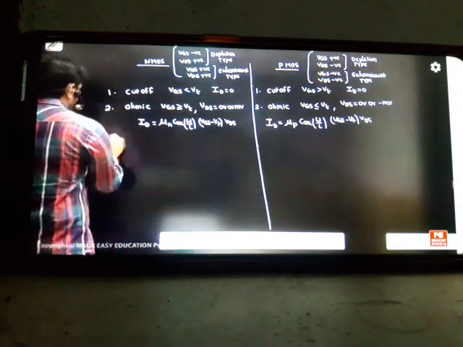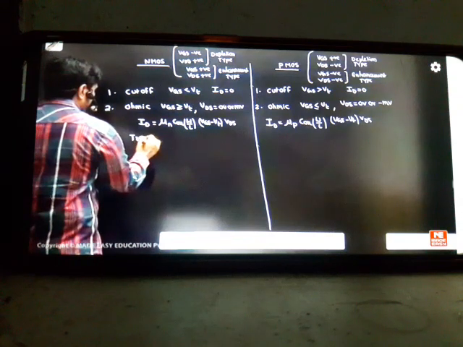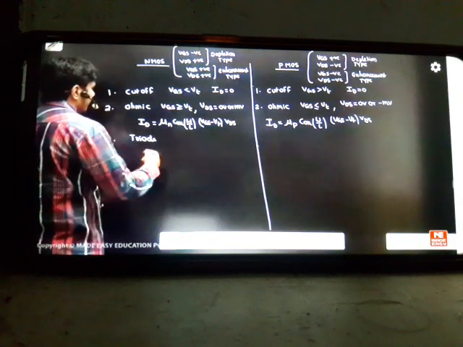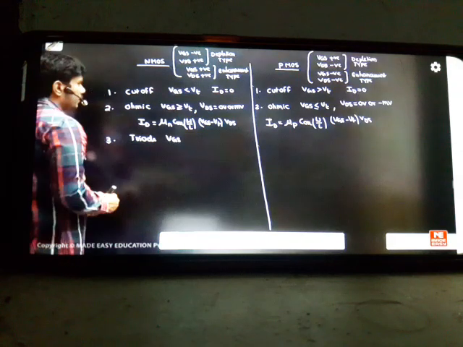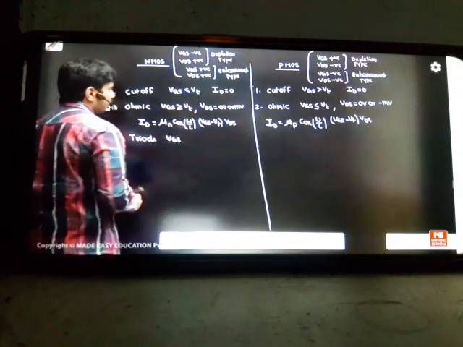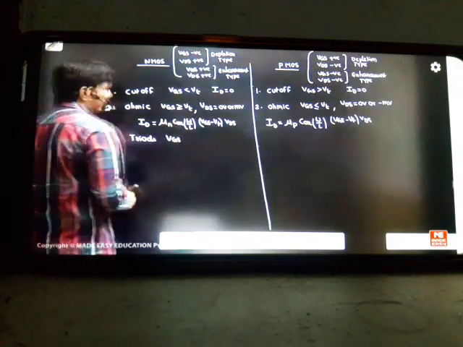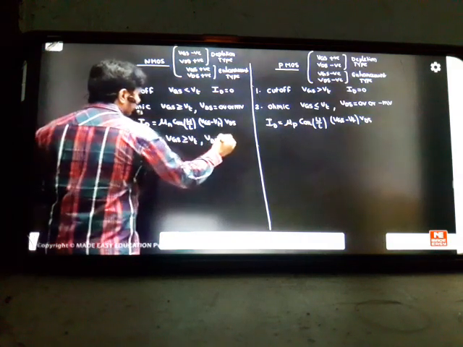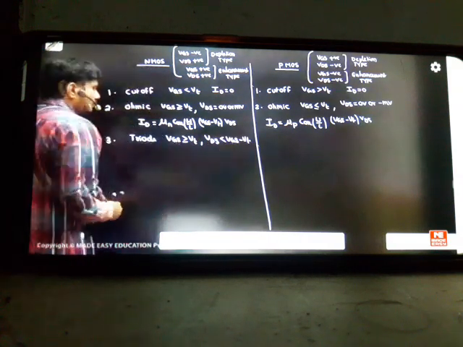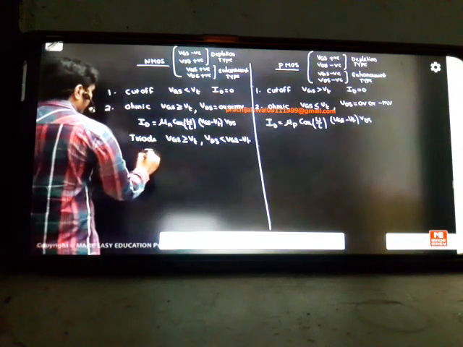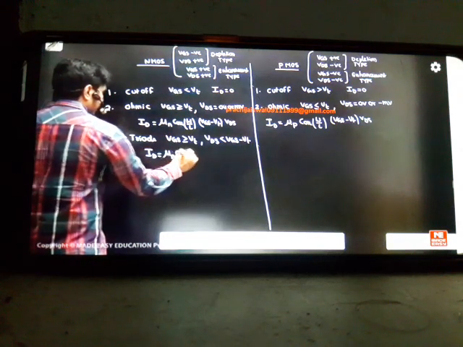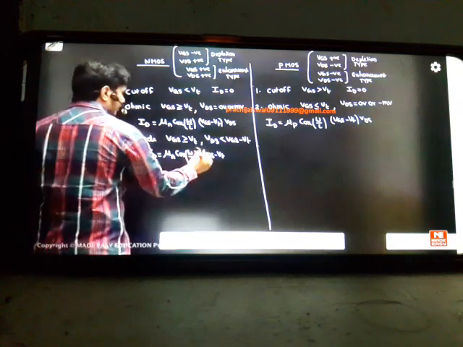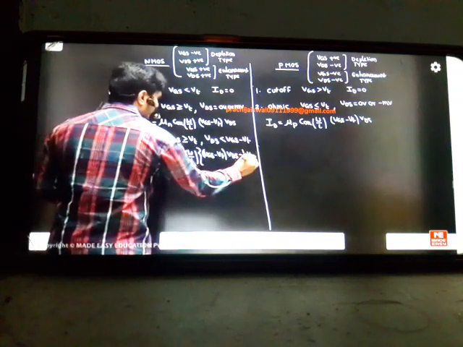Next, concept number 3 is the triode region. When going from ohmic to triode, your VGS should be greater than or equal to VT, and VDS should be less than VGS minus VT, the overdrive voltage. Then ID becomes mu n Cox W by L into VGS minus VT into VDS minus half into VDS square.